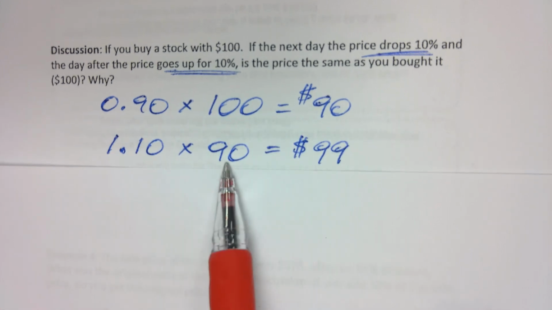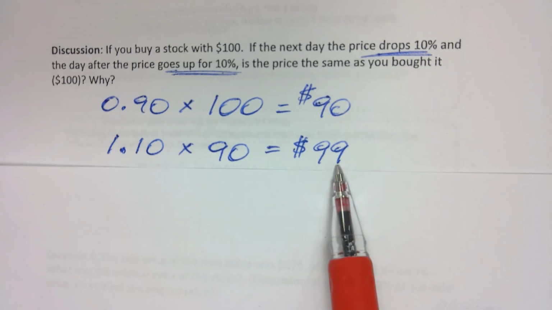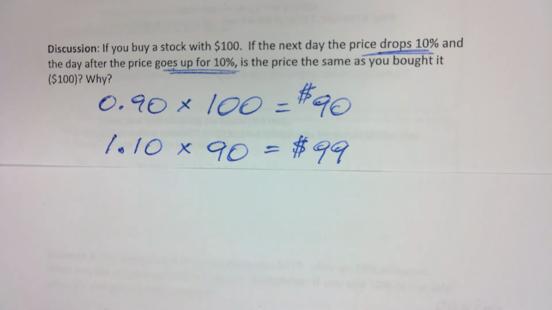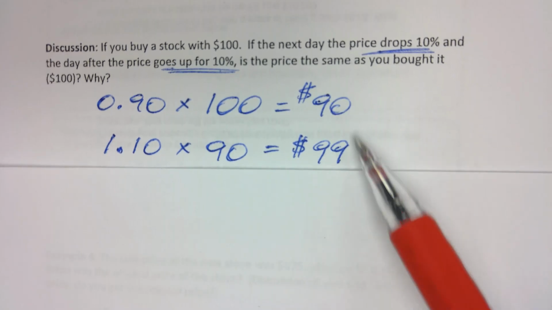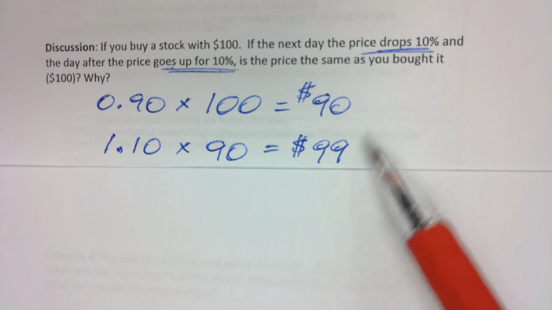And then when you do the 1.1 times 90, you get $99. So after those 2 days, what happened? You lost $1. It might not seem like a lot, but imagine you're not investing 100, you're investing 10,000. That's $100 right there. Right? And then if you invest like 100,000, that's $1,000 difference, just like that.